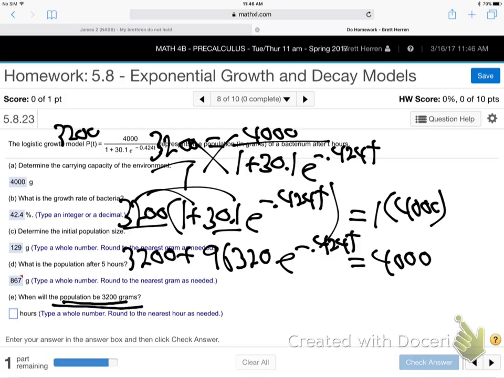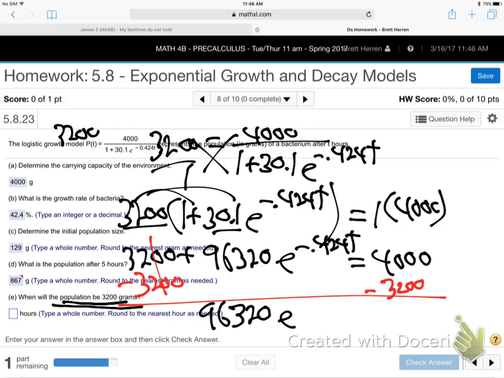All right, now how do you solve for t? What's that? Subtract. No, you got to get the base alone first. We're not ready for natural log until the base is alone. So subtract that. 96,320 e to the minus 0.424t is, what's that, 800? We good to there so far?